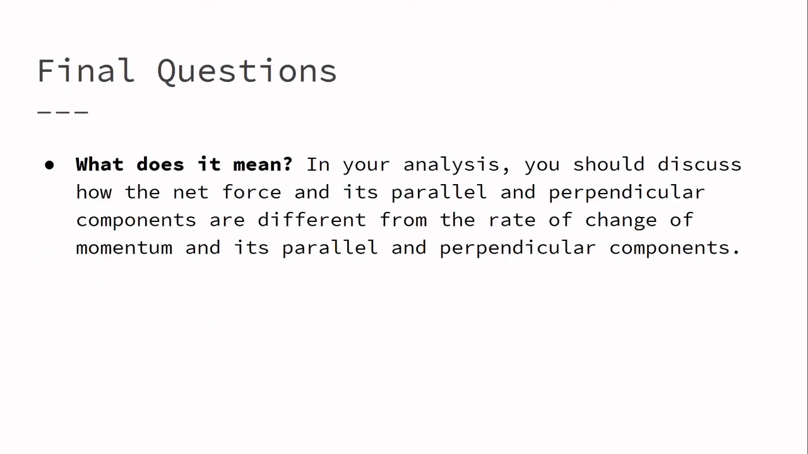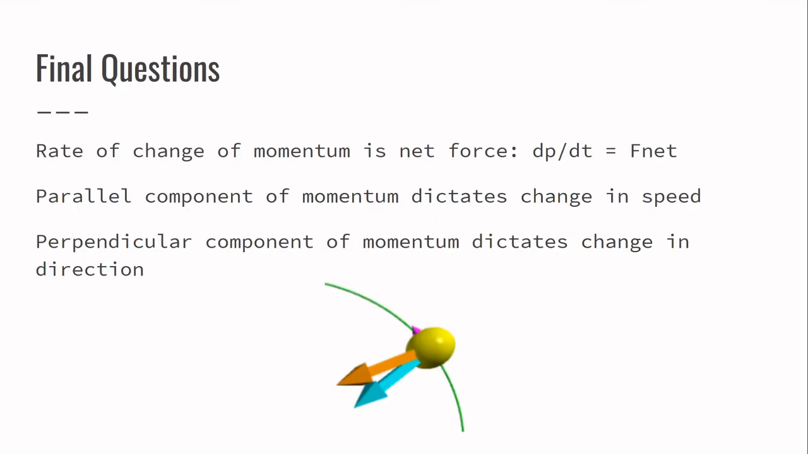So lastly, we're going to look at some final questions. In this question, we're asked to discuss the difference between the net force and the rate of change in momentum. As far as the numbers are concerned, the rate of change in momentum is the net force, but in terms of what it means, the parallel component of momentum dictates the change in speed of the object, and the perpendicular component of momentum dictates the change in direction.